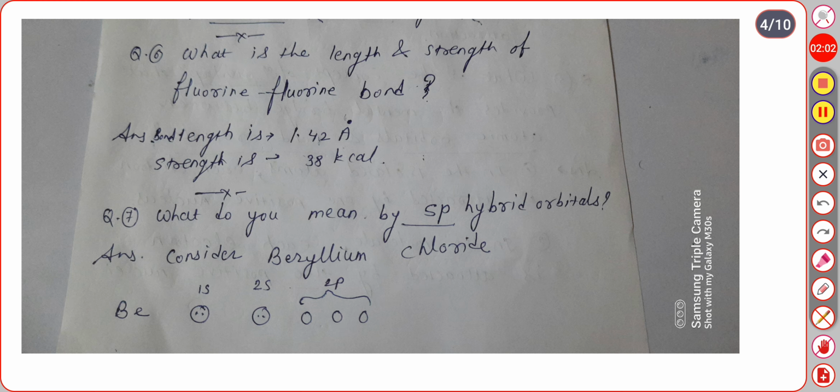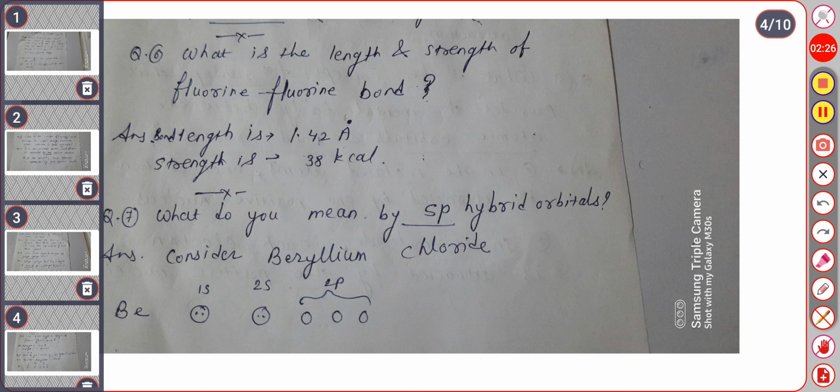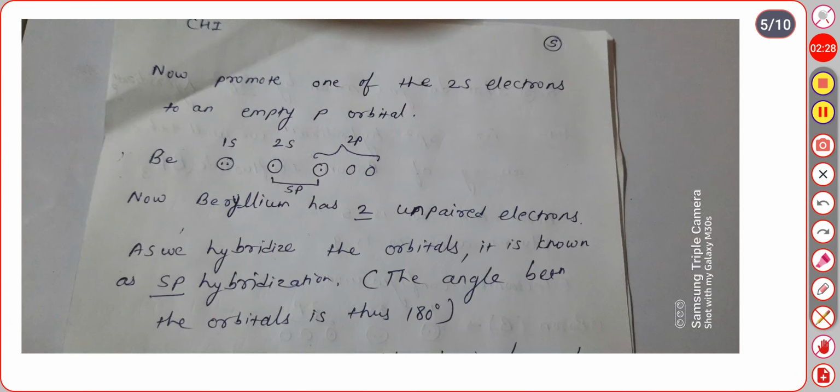Question number 7 is what do you mean by sp hybrid orbitals? So for considering sp hybridization, we will take an example of beryllium chloride. We know that the atomic number of beryllium is 4. So its electronic configuration is 2 electrons in 1s, 2 electrons in 2s, and there is no electron in the 2p orbitals. Now promote one of the 2s electrons to an empty p orbital.